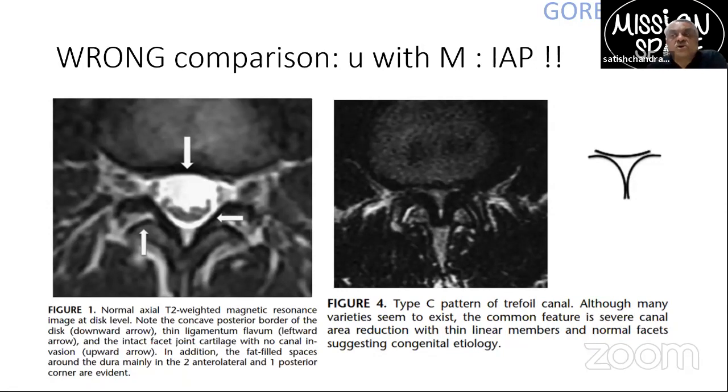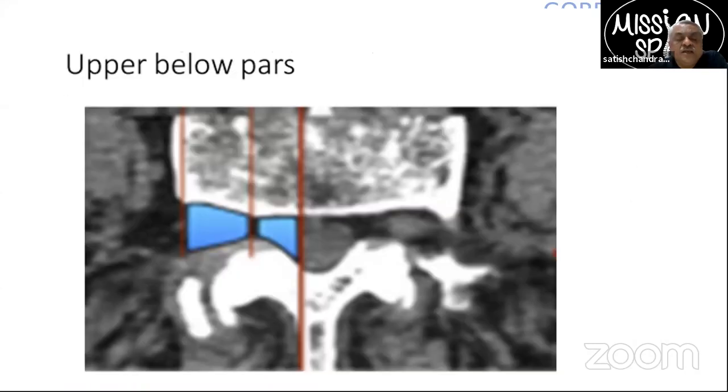And now I'm going to talk about the ligamentum flavum in particular and these planes which I'm trying to explain. Now, this is the first plane which we need to understand, which is the upper part of the foramen.